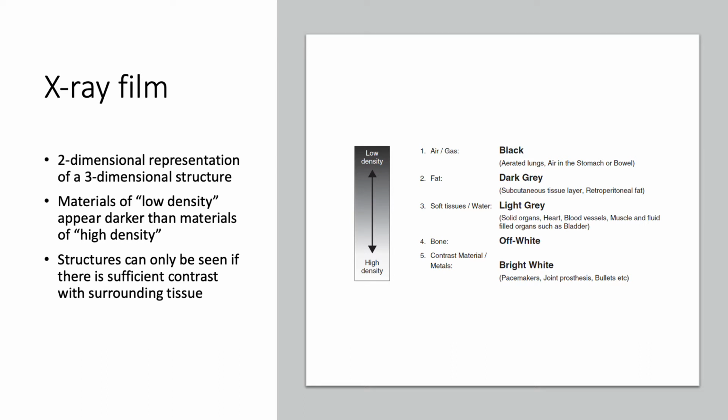Materials of low density appear darker, while materials of high density appear lighter on the image, and structures can be appreciated on the film according to how they are contrasted with surrounding tissues. Looking at the figure, you can see that the least dense structures, such as air in the lungs, appear black, while those that are very dense, such as prosthetics or bullets, will appear bright white. And structures with different densities will appear in different shades of gray.